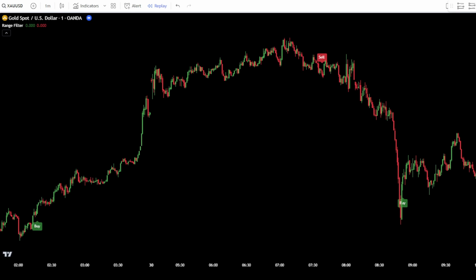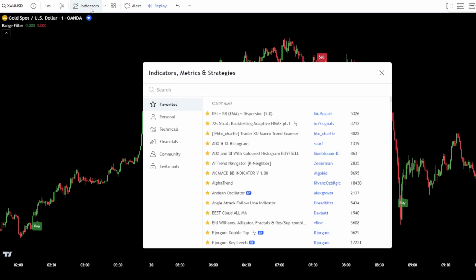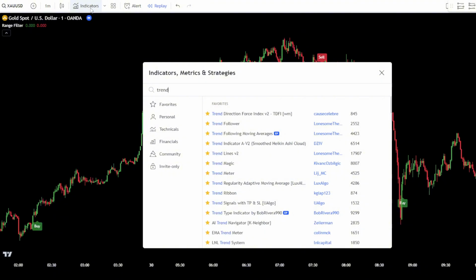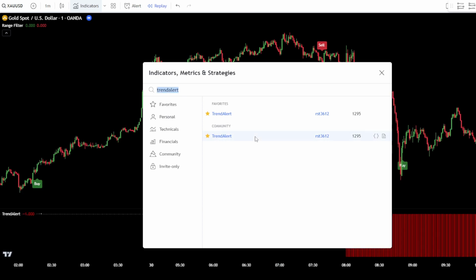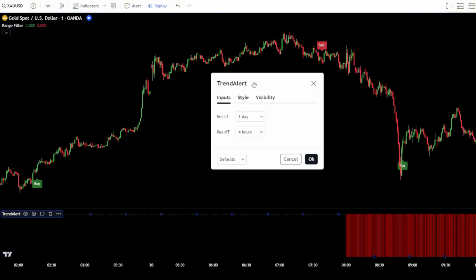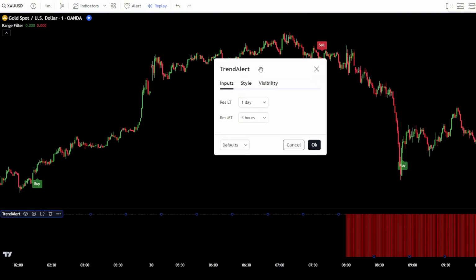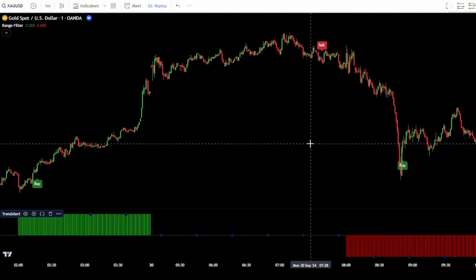for identifying market trends. Go to the Indicator Search tab, and then type TrendAlert. Select the TrendAlert indicator from this creator. Next, adjust the settings of the TrendAlert indicator. Since the time frame used in this strategy is 1 minute, change the Rest MT option to 1 hour. Once you're done, simply click OK to confirm the changes.